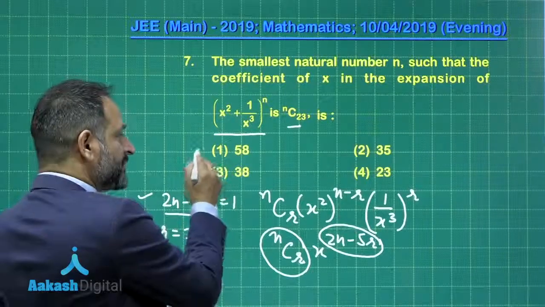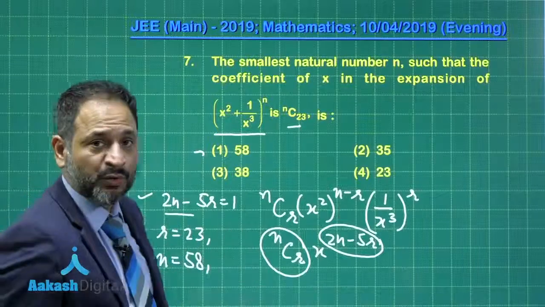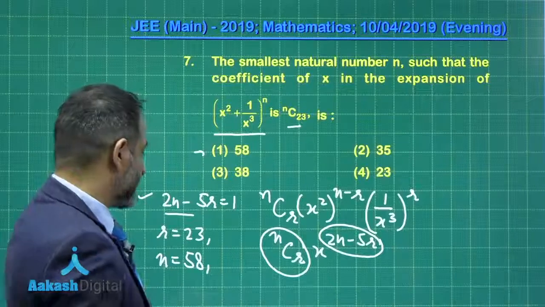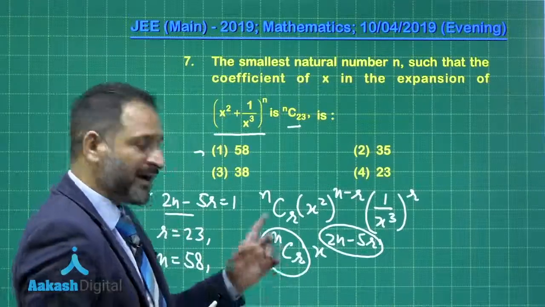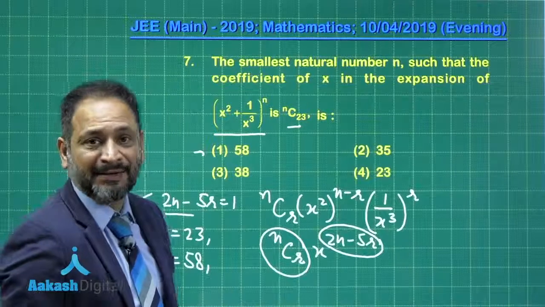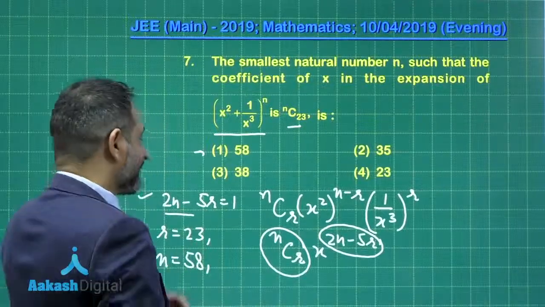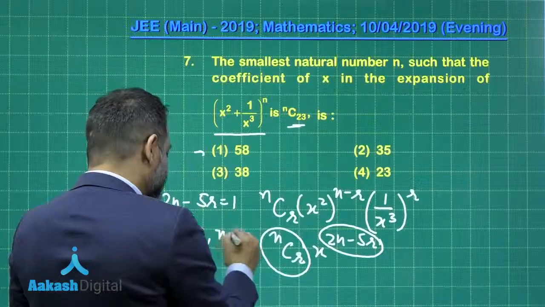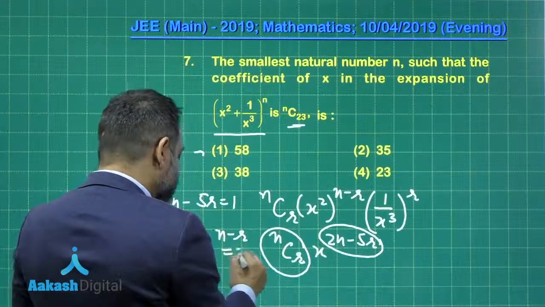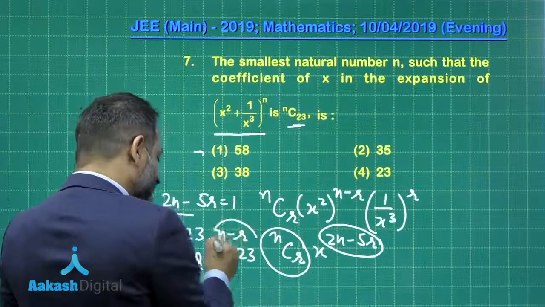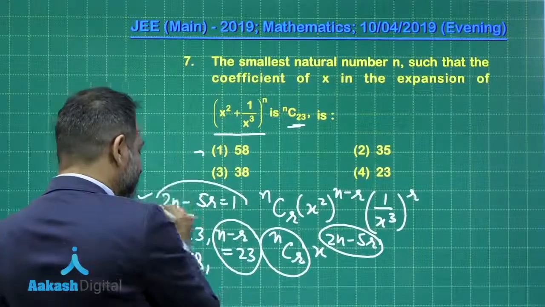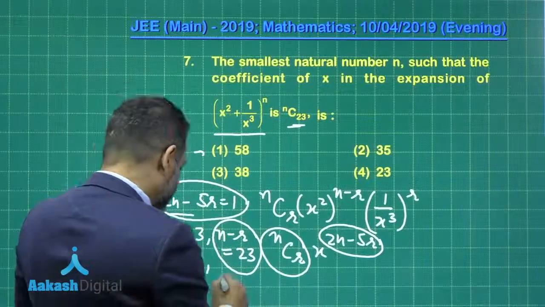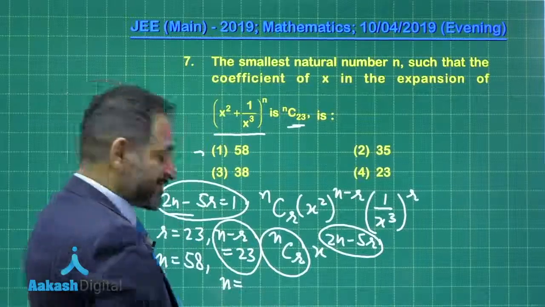Now, there is one option that is 58, but just hold, just wait, because we are asked to find the smallest natural number. So, we also know nCr is same as nC(n minus r). So, definitely this value which is 23 can also be n minus r. So, n minus r can also be 23, and if you solve this equation and this equation, you will get another value of n which will be equal to 38.